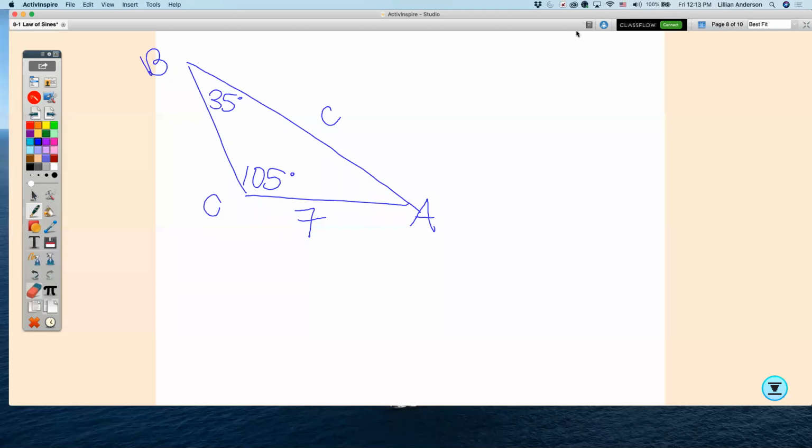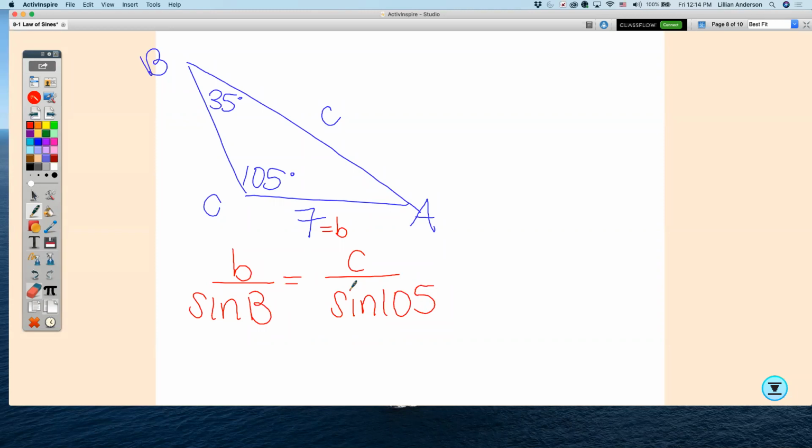A few things on this particular problem. First off, you were asked to find side C. And so you have to take a look and see what else you have. Clearly, we can see that 105 and 35 represent what? Angles. 7 represents what? A side. Which side? It represents side B. So based off of this, you already know side B and angle B, correct? So you're going to use that part of the formula from the law of sines. And since you're looking for side C and you know angle C, that's the other part of the formula you're going to use in the law of sines.